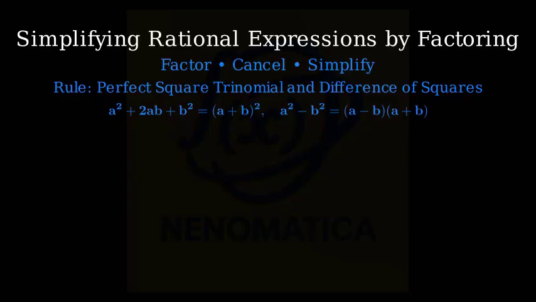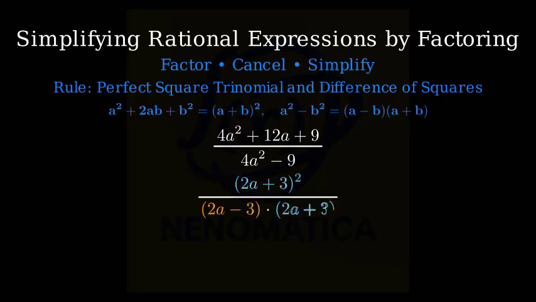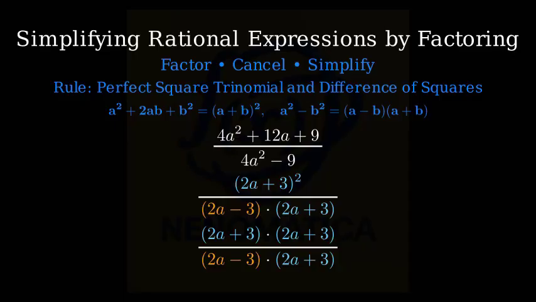Example A. We simplify the fraction 4a squared plus 12a plus 9 over 4a squared minus 9. The numerator is a perfect square, and the denominator is a difference of squares. We factor the numerator as open parenthesis 2a plus 3 close parenthesis squared. We factor the denominator as open parenthesis 2a minus 3 close parenthesis times open parenthesis 2a plus 3 close parenthesis. Now, we rewrite the square in the numerator as a product to see the common factor clearly. We cancel one copy of 2a plus 3 from the top and bottom, and we get the simplified result.